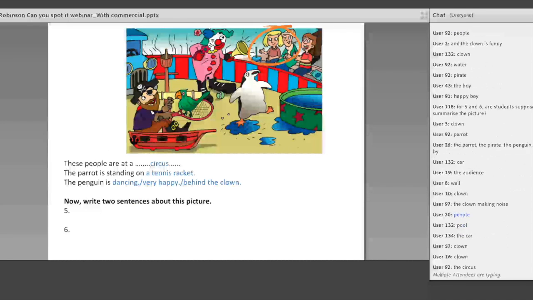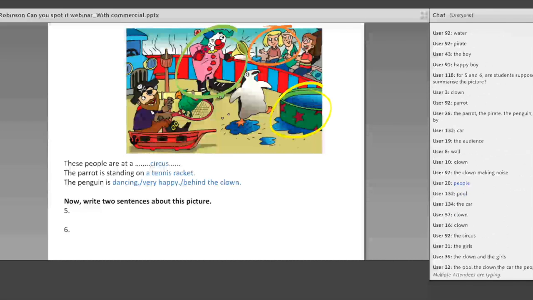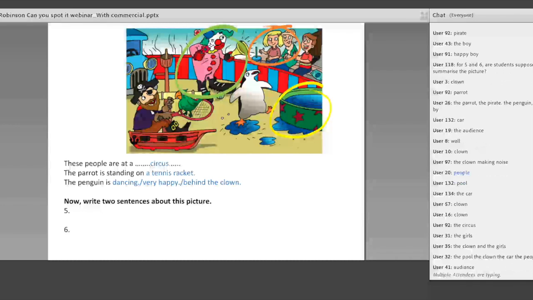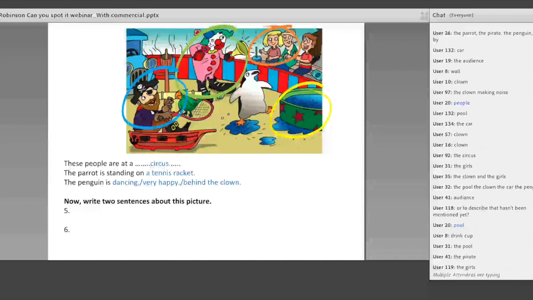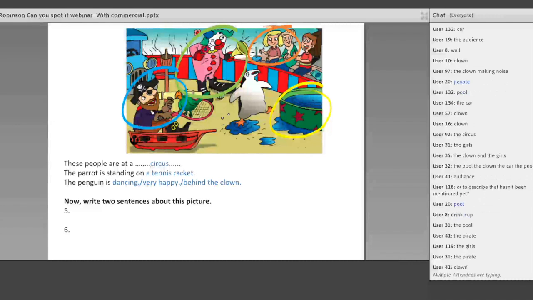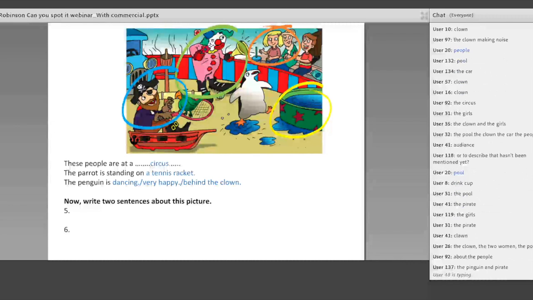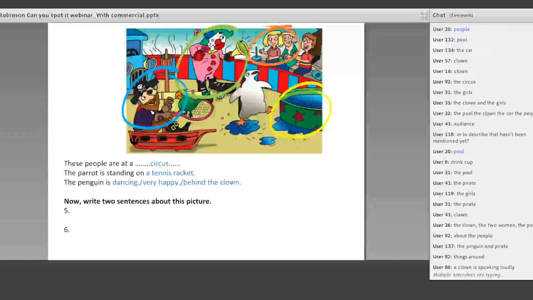Okay, so let's spot the things that you haven't written about yet, and that is these two people here, the clown, the pool, and I would say the pirate, because we've only talked about the pirate in the sense of where he is in the picture. But we haven't talked about all these things that we could describe, what he's wearing, what he's doing. So we could write some good sentences about this pirate, couldn't we?